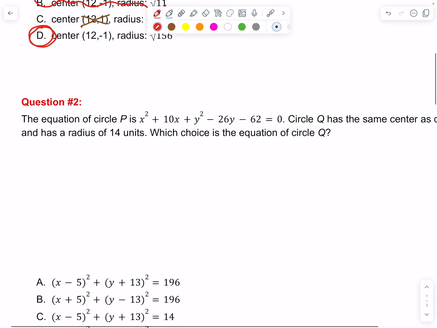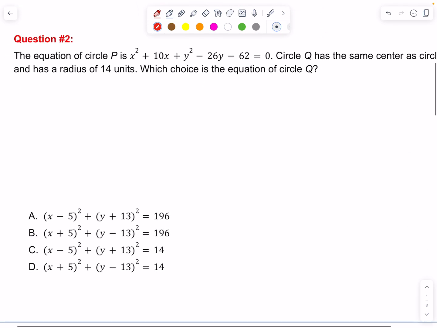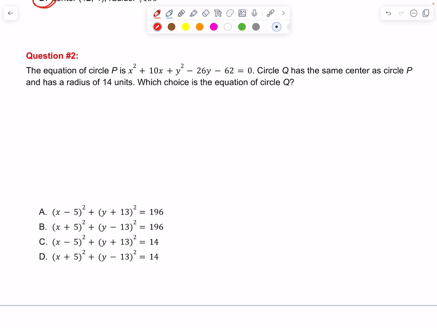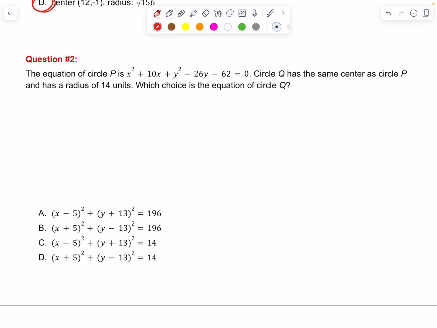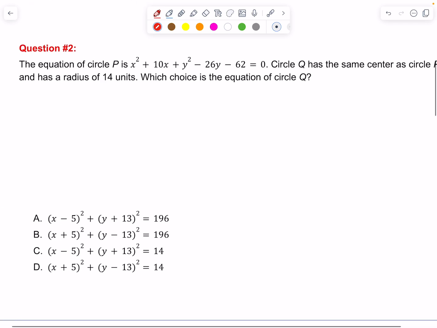All right, let's look at number 2. The equation of circle P is x squared plus 10x plus y squared minus 26y minus 62 equals 0. Circle Q has the same center as circle P and has a radius of 14 units. Which choice is the equation of circle Q? So I would use a similar process to what we just did in number 1. Let's group the x's together and leave room to complete the square. Always put a plus sign in between the parentheses.